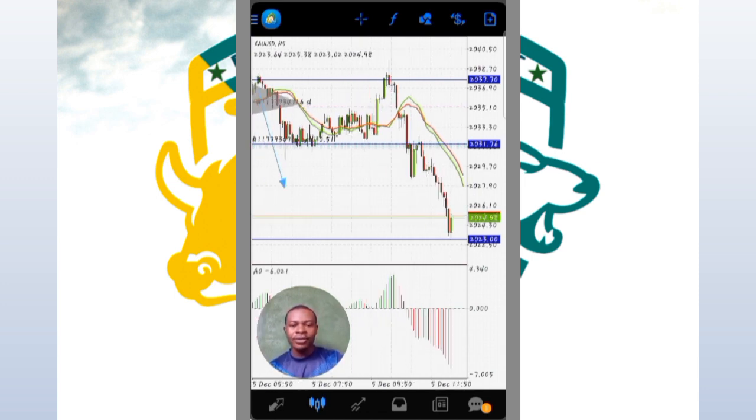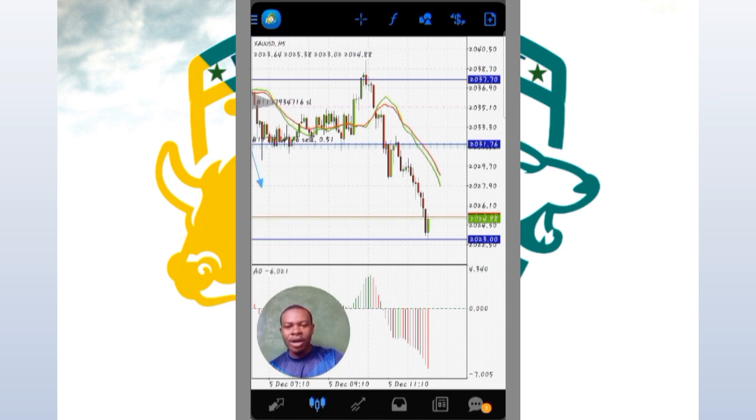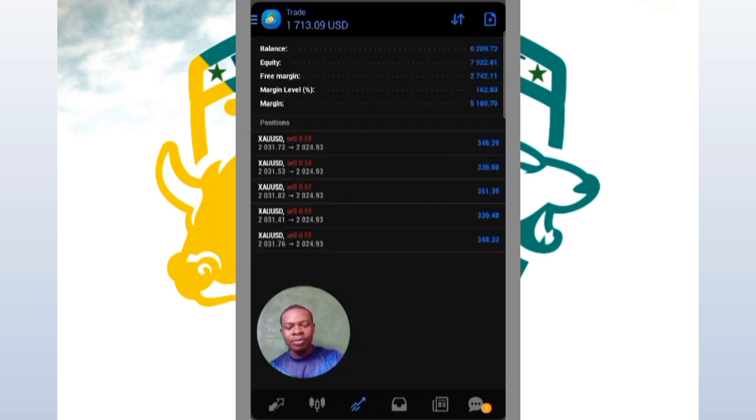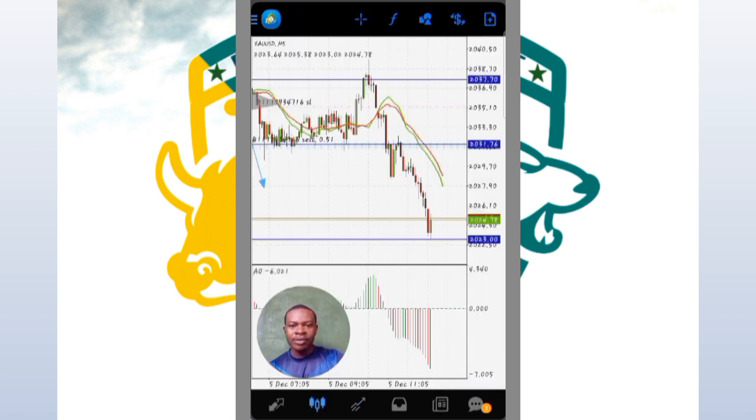So if I hold this trade for more hours, I'm still going to be in more and more profit. But I'm still going to hold it. I'm not going to close this trade. All I'm going to do now is to secure my profit, so I'll place my stop loss somewhere here and leave the trade running.